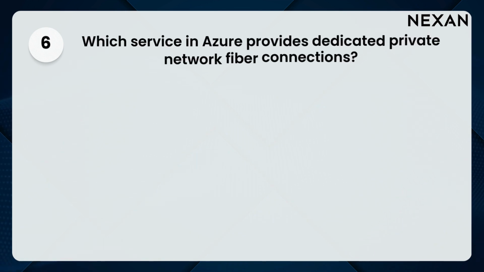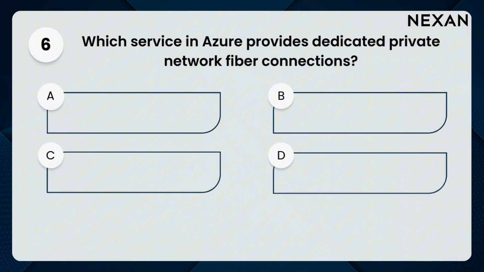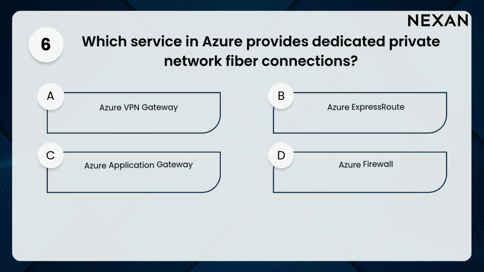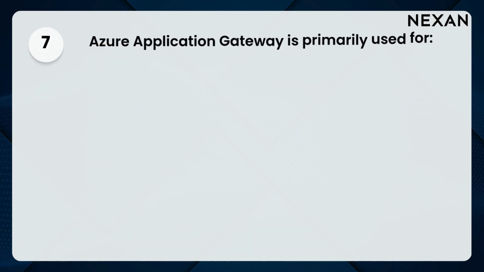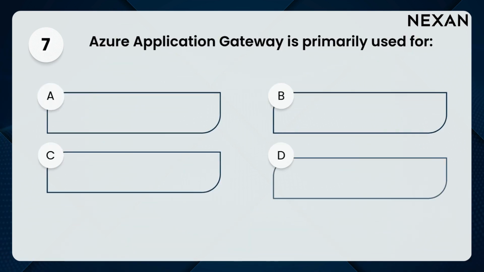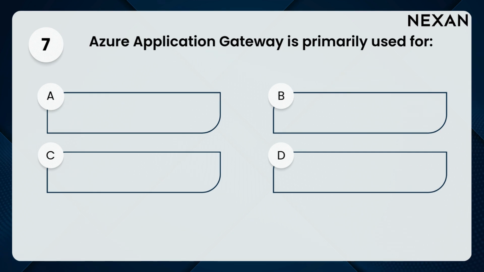6. Which service in Azure provides dedicated private network fiber connections? A. Azure VPN Gateway. B. Azure ExpressRoute. C. Azure Application Gateway. D. Azure Firewall. Answer. B. Azure ExpressRoute.